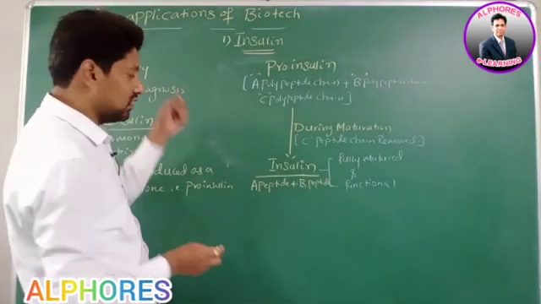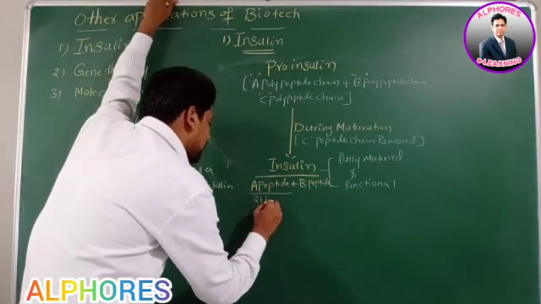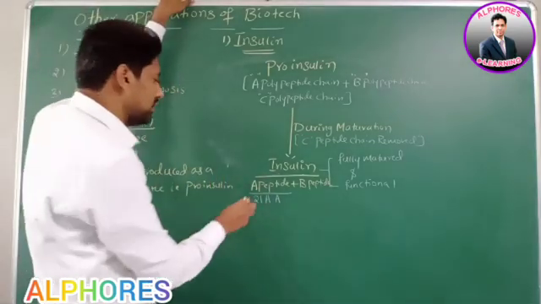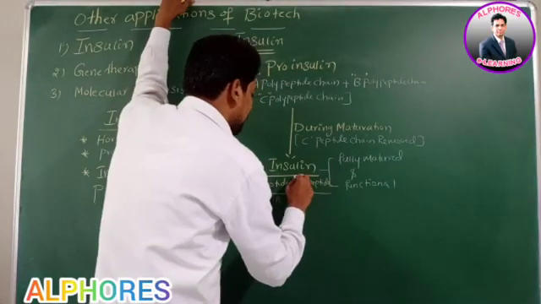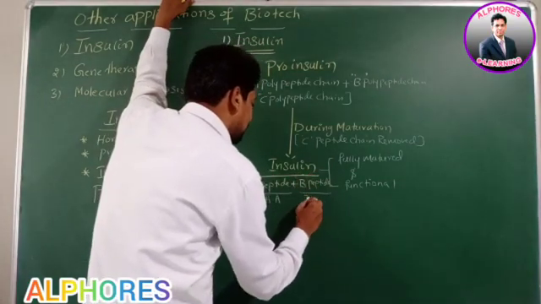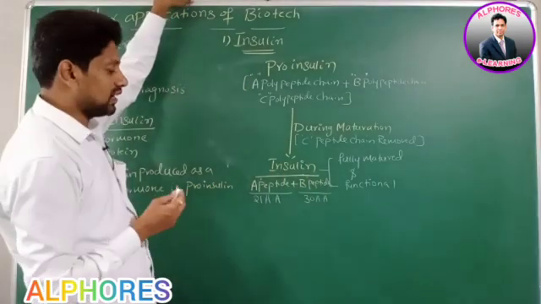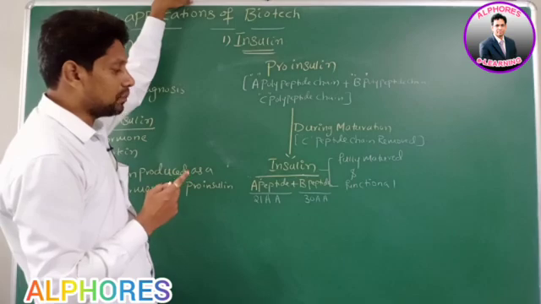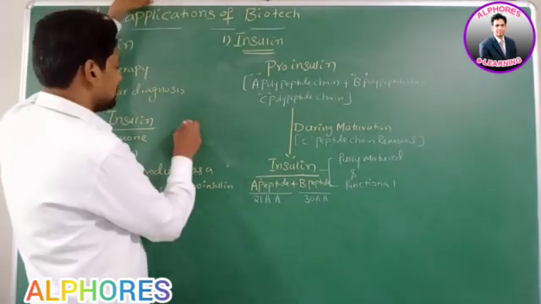Is it okay? Right? This A peptide chain contains 21 amino acids, whereas B peptide chain contains 30 amino acids. Is this statement okay? A peptide chain is with 21 amino acids, whereas B peptide chain is with 30 amino acids. Now listen to this statement.